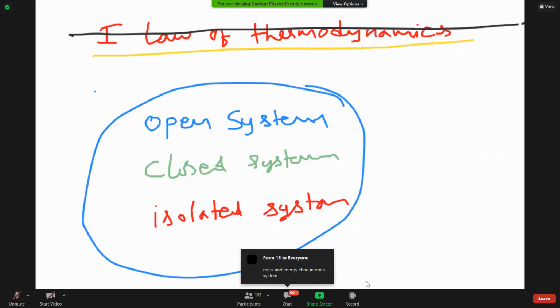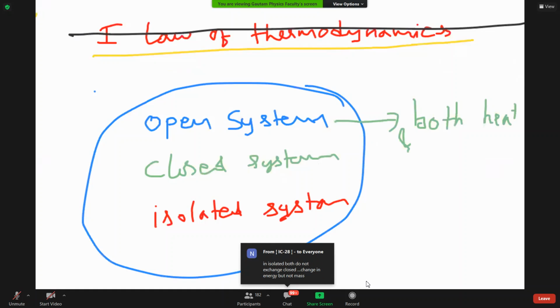Isolated, open and closed. An open system means both heat and matter exchange with the surroundings. That means suppose you are taking some milk and heating it in a container. The milk will be evaporating, so we can observe that heat and matter both exchange.